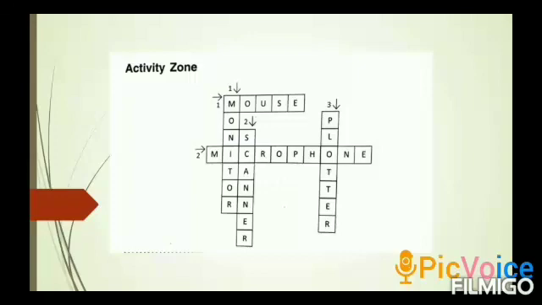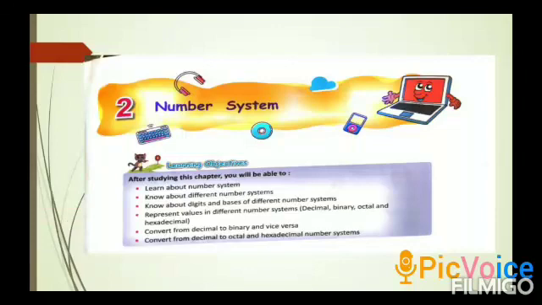Okay, students, all of you take your book, page number 14. Do the puzzle. First, read the clues very carefully and find the answers. Then fill the answers in the grid. Okay, students, first all of you fill in the answers, then verify them. I hope all of you learned the first lesson.